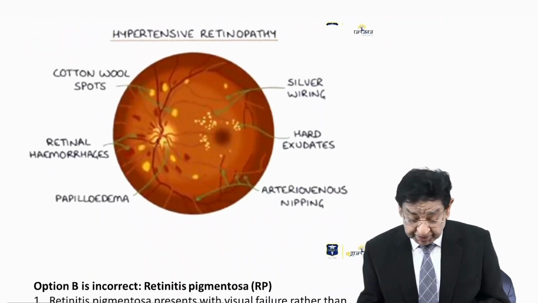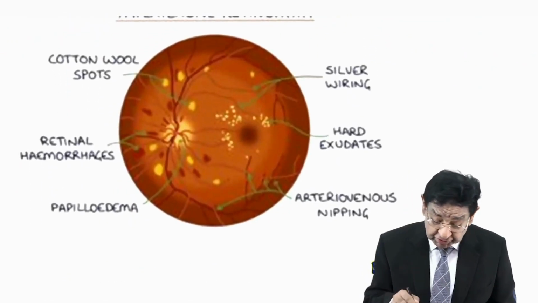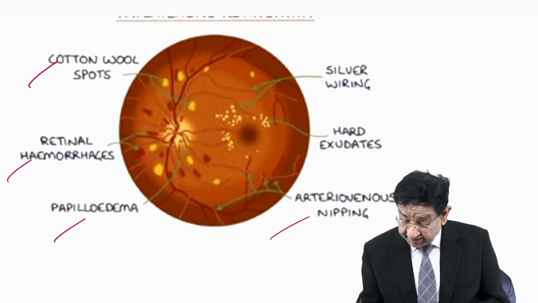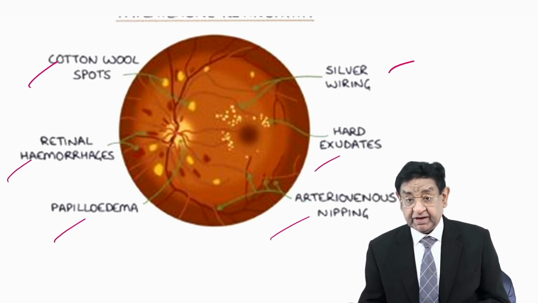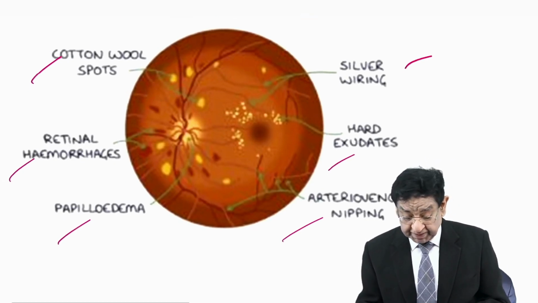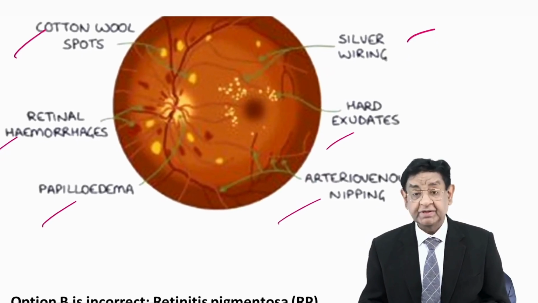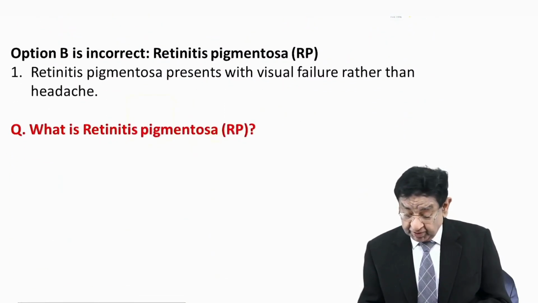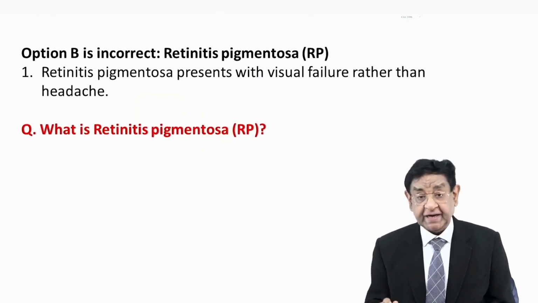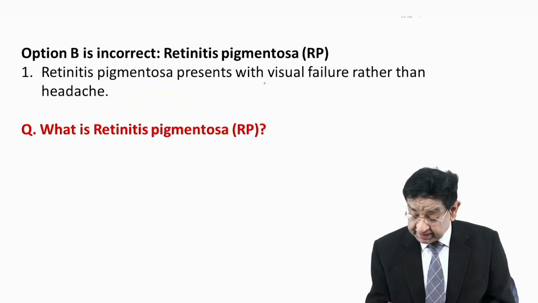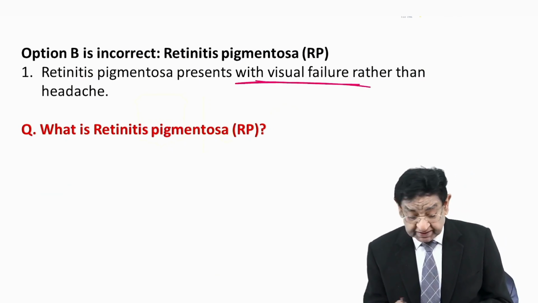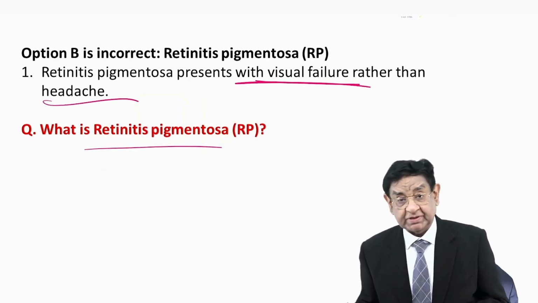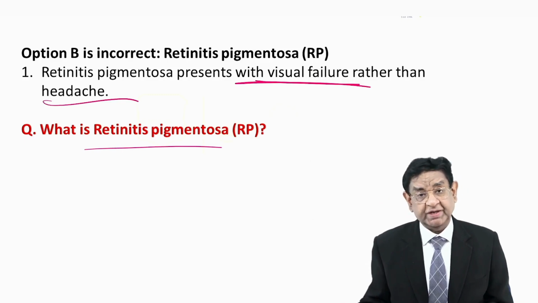One more lovely picture: cotton wool spots, retinal hemorrhage, papilledema, AV nipping, hard exudate, and silver wiring, everything in one place for better visibility. Well, let's look into the other option. Retinitis pigmentosa is a visual failure rather than headache. Now, what is retinitis pigmentosa? Again, stop the video, write down the answer.